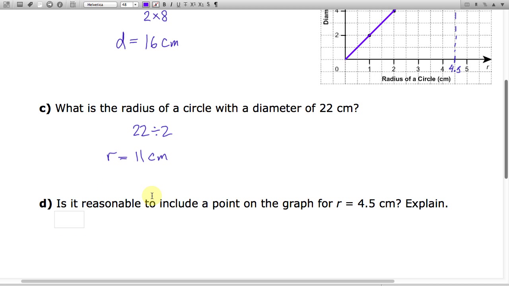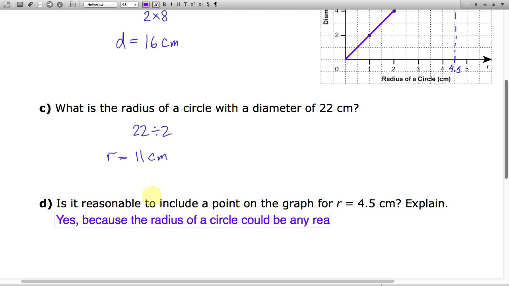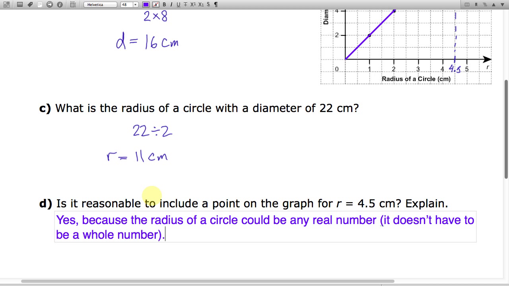I would say yes, because the radius of a circle could be any real number. In other words, it doesn't have to be a whole number. So you could have a fractional value for your radius, or you could have a decimal value for your radius, and there's nothing wrong with that. And the same thing goes for diameter.